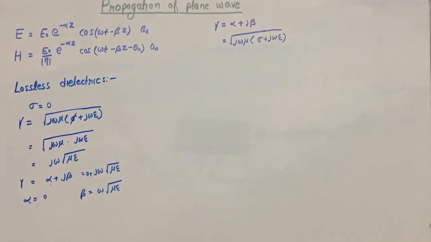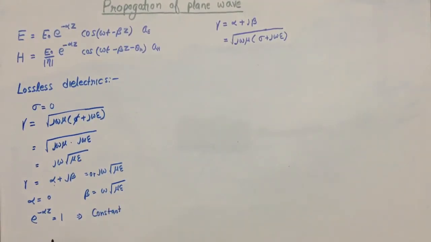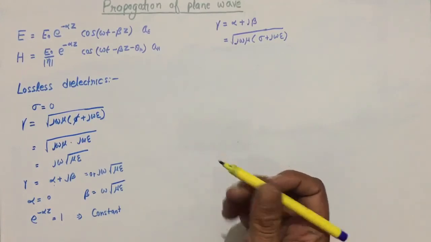Okay, so if alpha is 0, as in the previous case we discussed, then the amplitude will be equal to E naught, means it will be constant. So from here we find that in lossless dielectrics the attenuation will not take place and the amplitude remains constant. Okay, now let us try to find beta.